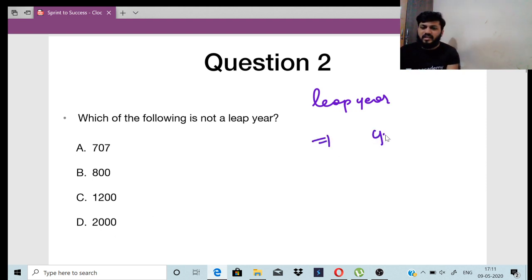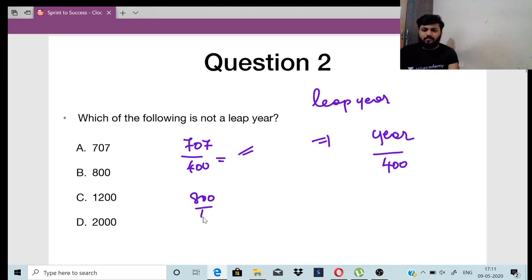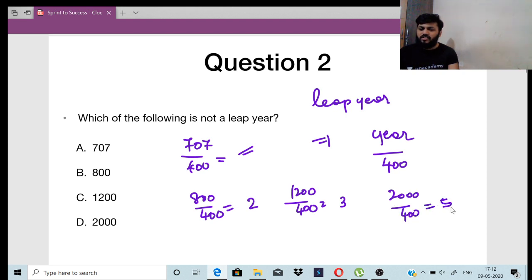You divide the year by 400. So 707 by 400, you won't be getting an answer. 800 divided by 400, you will be getting an answer which is 2. 1200 by 400, you will be getting 3. 2000 by 400, you will be getting 5.